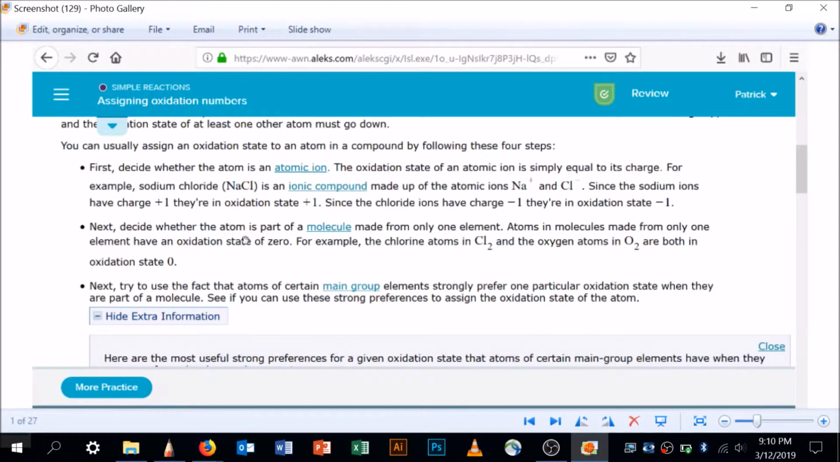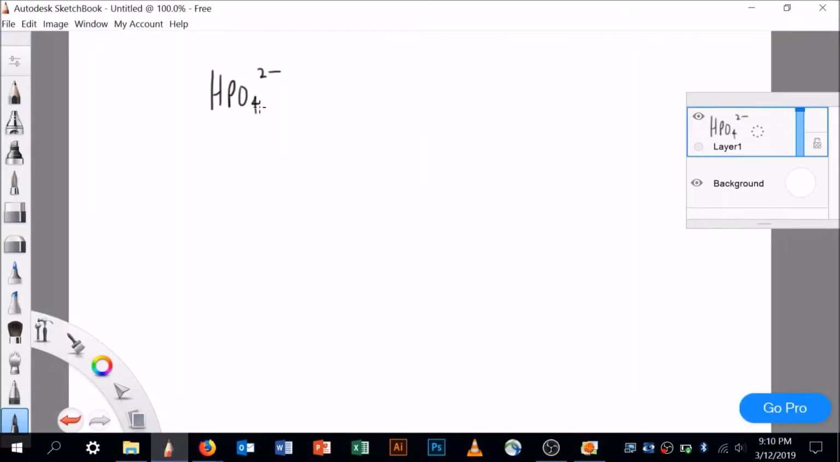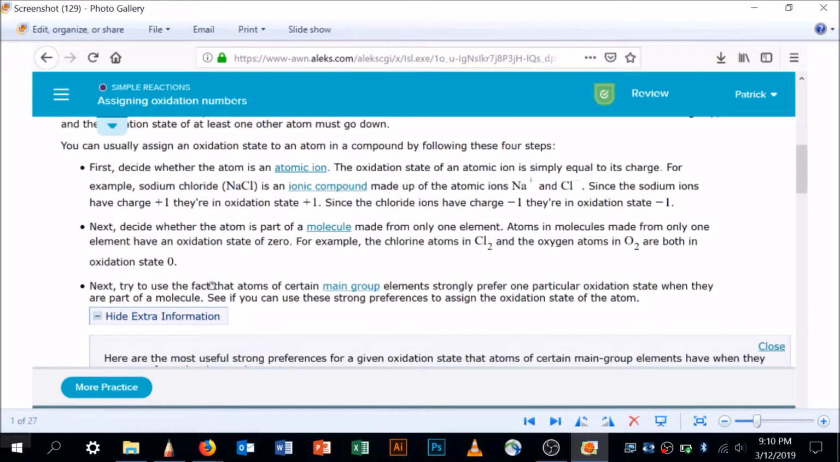Next, decide whether the atom is part of a molecule made from only one element. Is this a molecule made from only one element? No, it's not. Okay, let's move on. Next, try to use the fact that atoms of certain main group elements strongly prefer one particular oxidation state when they are part of a molecule. See if you can use these strong preferences to assign the oxidation state of the atom. And this is going to do it for us, okay?